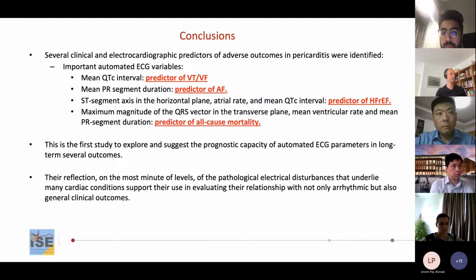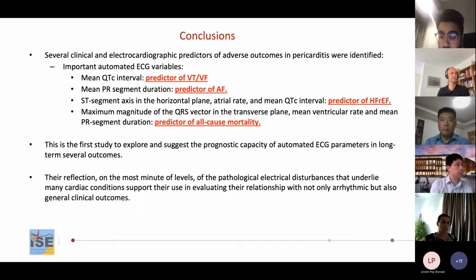So many ECG parameters, as I've stated, have long been established to be associated with pericarditis, with particular focus on their diagnostic value. So this study is among the first to not only expand upon these parameters with the use of automated measurements, but also to suggest their prognostic capacity in evaluating several long-term clinical outcomes. So the use of automated parameters could be a potential area to explore in the future, and it could be where risk stratification primarily lies, because it allows for the true wealth of the information provided by the ECG to be explored and extracted.